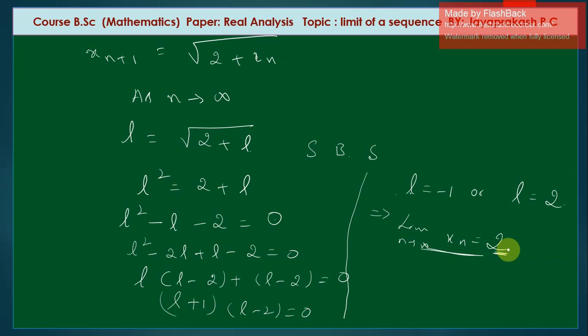These are the problems we can solve by using the definition of a limit of a sequence.